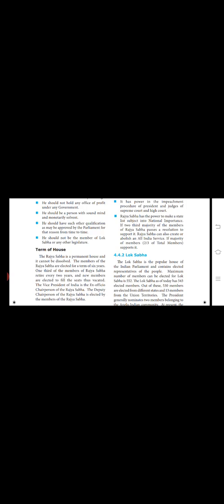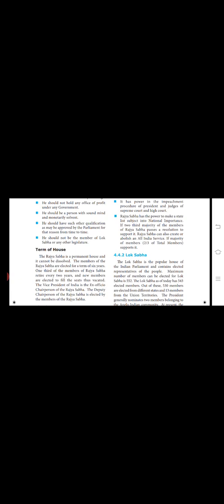So the President and Vice President are selected by the members, and the Rajya Sabha members have the power to select them. The fourth point is that it has power in the impeachment procedure of the President and the judges of the Supreme Court and High Court. So not only the power of appointment, they also have the power of impeachment for the President, the judges, and the High Court members.